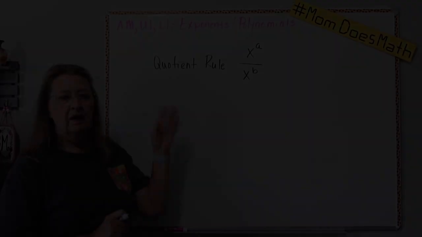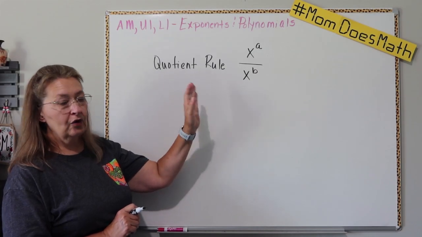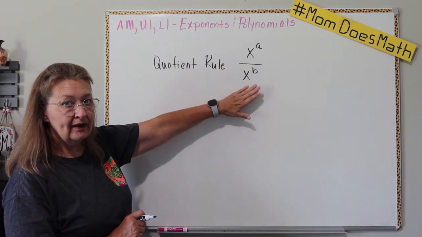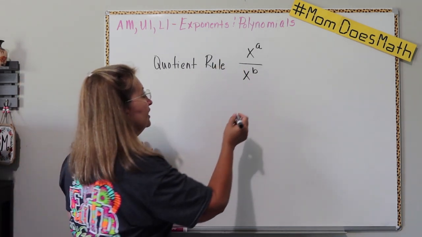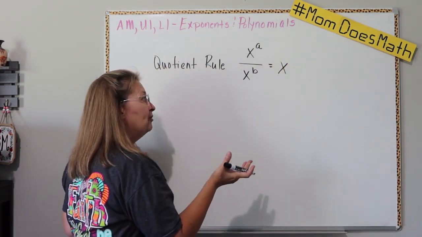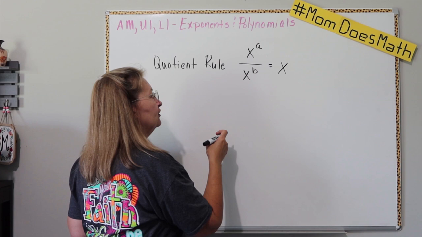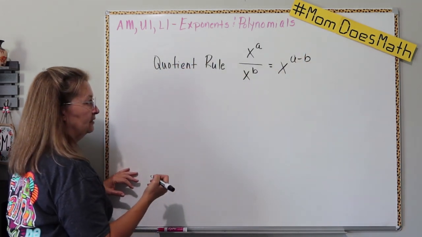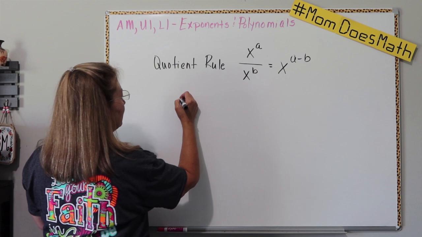Our next rule is the quotient rule, and a quotient is a fraction. So this is what your problem would look like, similar to this. Your rule tells you that all you have to do now. Since when you're multiplying, you add, what would you do for division? Well, we're going to subtract, okay? So let's just look at some examples.